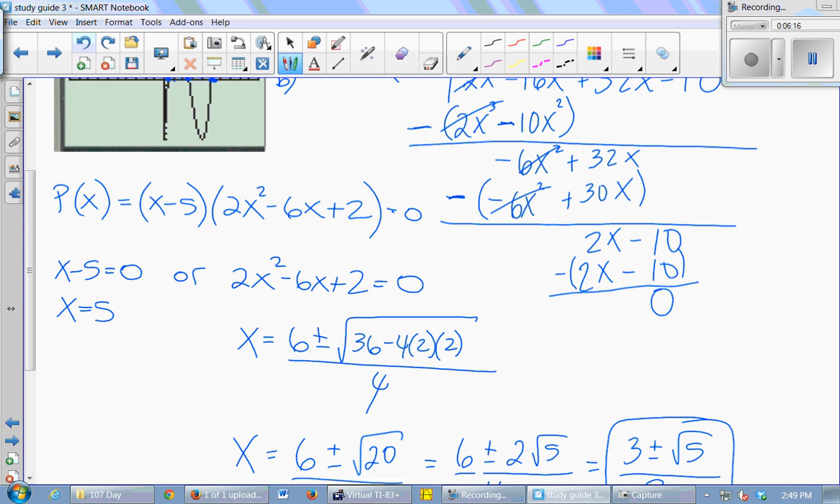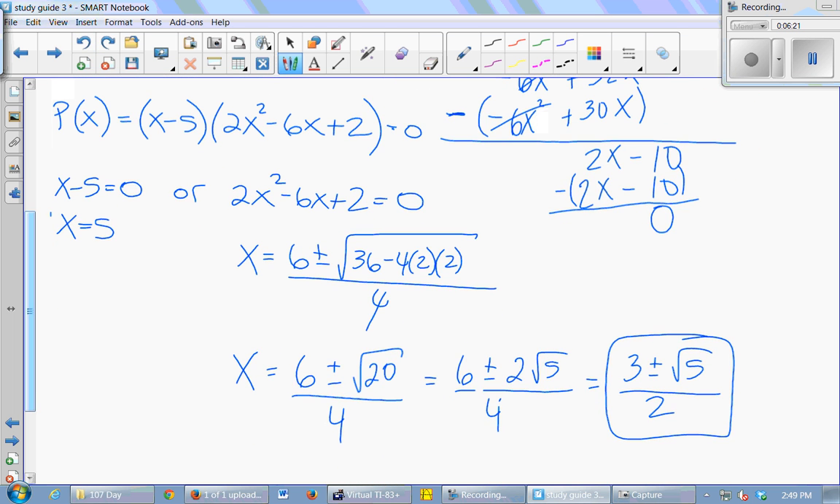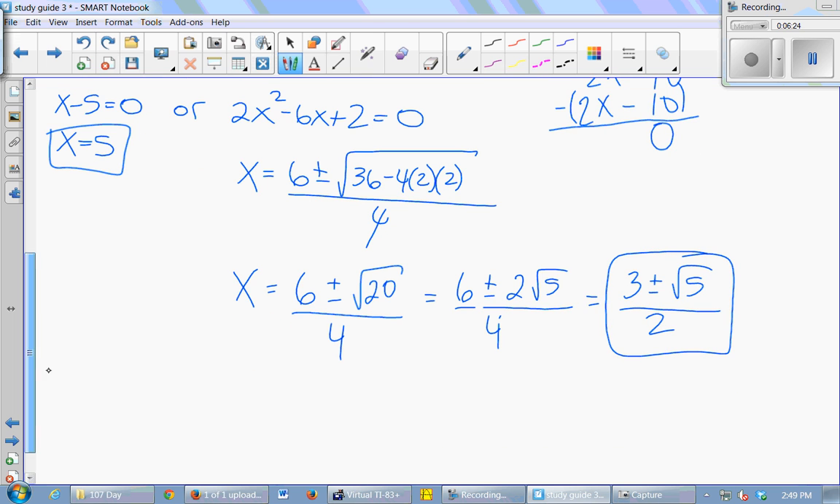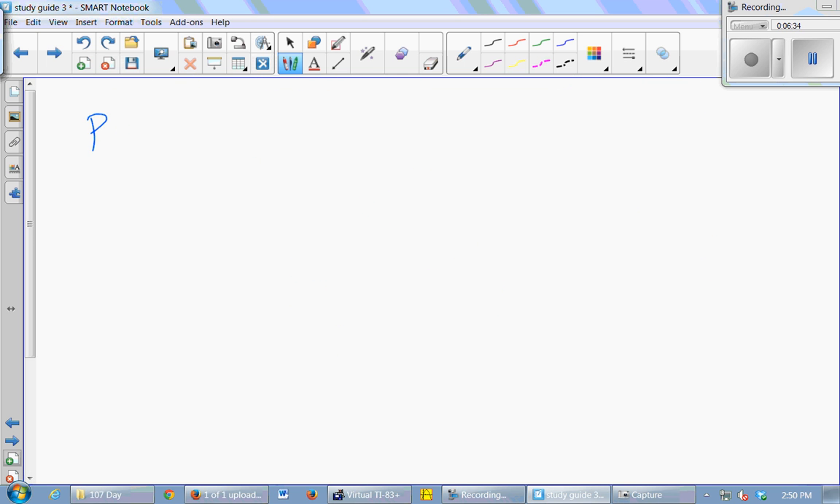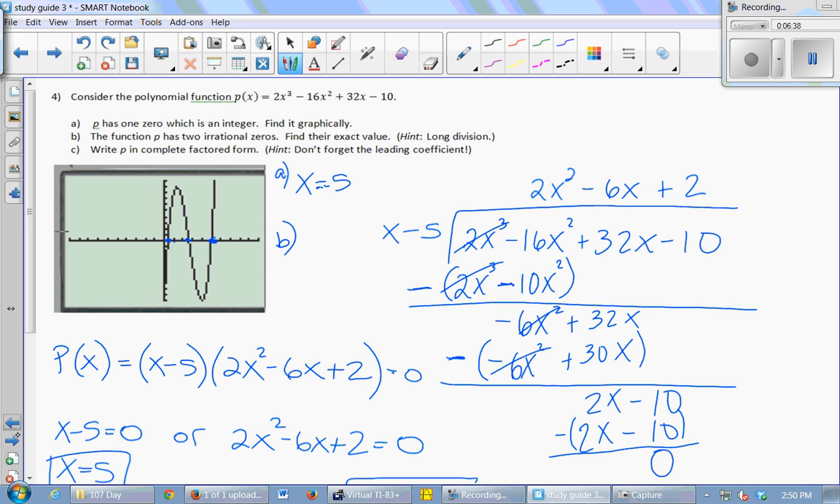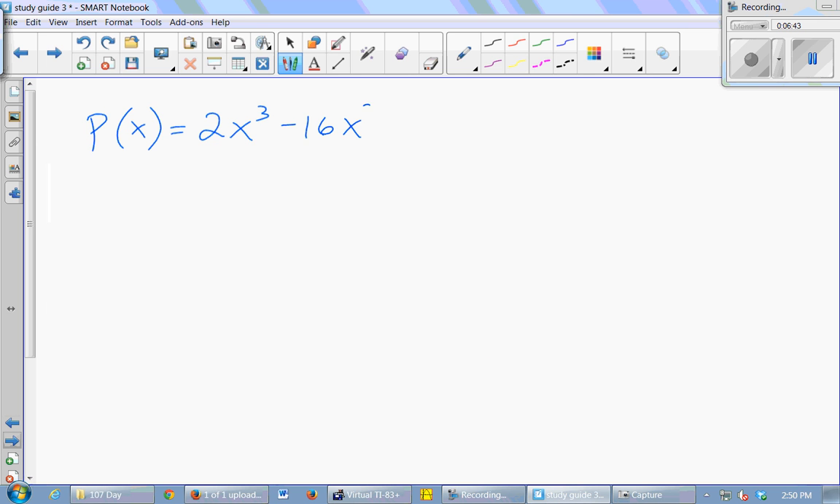Okay, so now I know my cubic polynomial, I know all 3 of its zeros. I know 1 at x equals 5, and then I have 2 at these irrational values, which means I can now write my cubic polynomial in fully factored form. My original polynomial was 2x cubed minus 16x squared plus 32x minus 10.